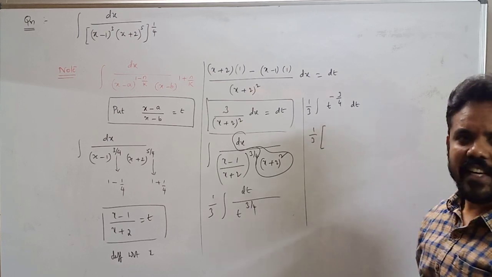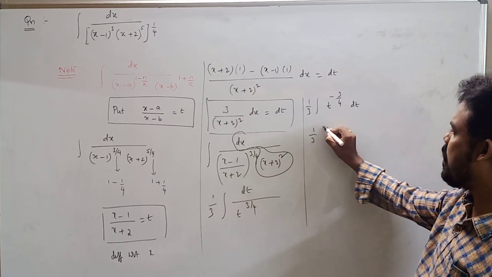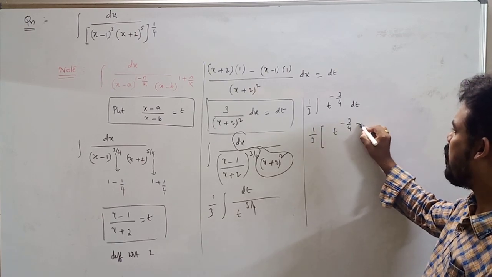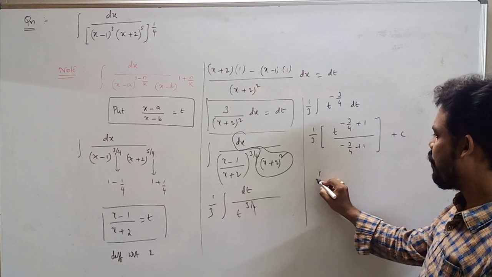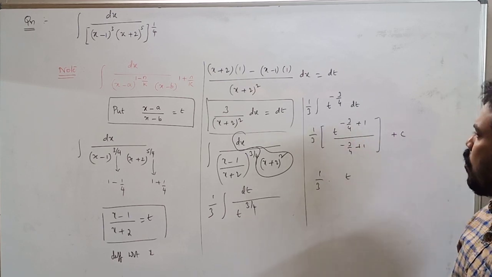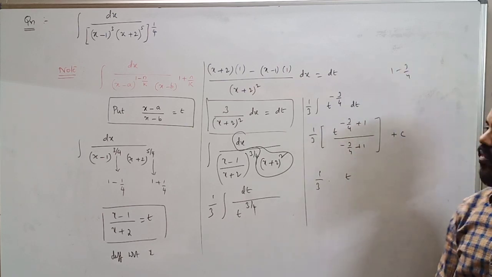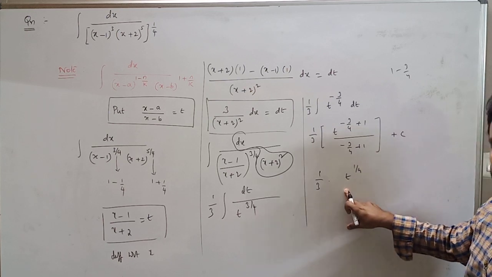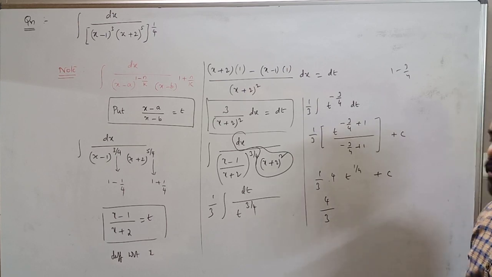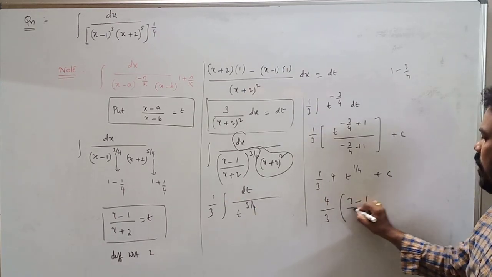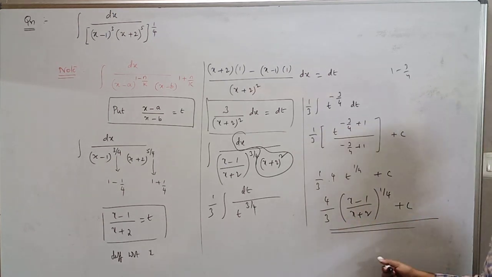Hence integral x power n is x power n plus 1 by n plus 1. That means t power minus 3 by 4 plus 1 by minus 3 by 4 plus 1, plus c, is the answer. 1 by 3 into t power 1 minus 3 by 4. 1 minus 3 by 4, hence the answer is 1 by 4. 4 minus 3 is 1 by 4. This also is 1 by 4. I write this as 4 plus c. Hence the answer is 4 by 3 into x minus 1 by x plus 2 whole to the power of 1 by 4 plus c.